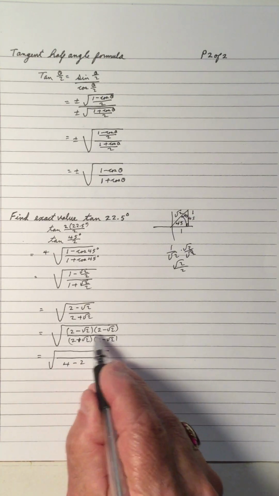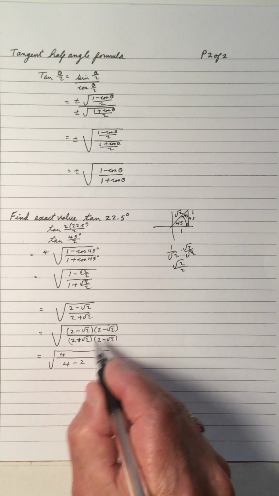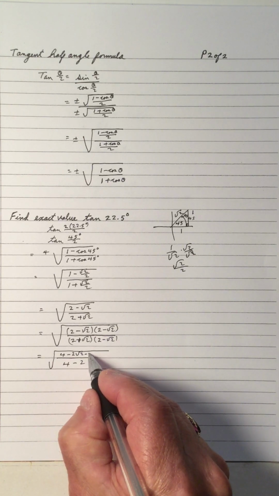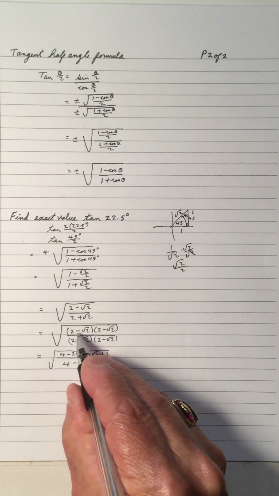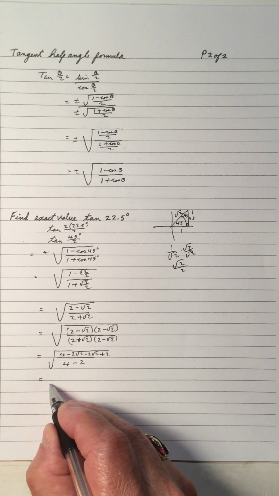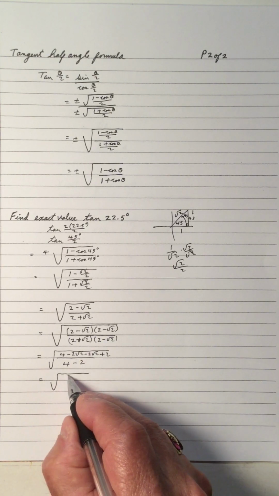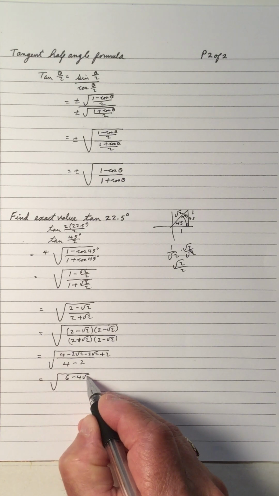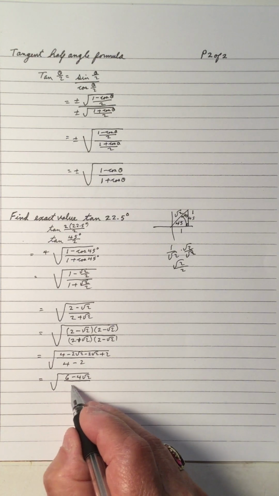Now I have to do the FOIL on the numerator. First is 4. Outside is negative 2 root 2. Inside is negative 2 root 2. And last is a positive 2. Negative root 2 times negative root 2 is 2. And when we simplify that, just a little bit of work, we get 4 plus 2 is 6. Negative 2 negative 2 is a negative 4 root 2. And the denominator is 4 minus 2 is 2.